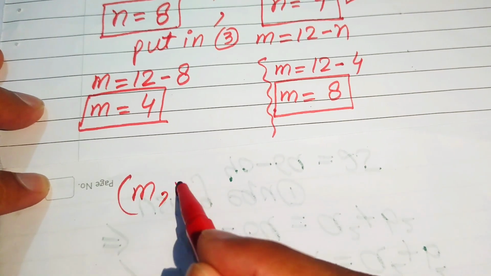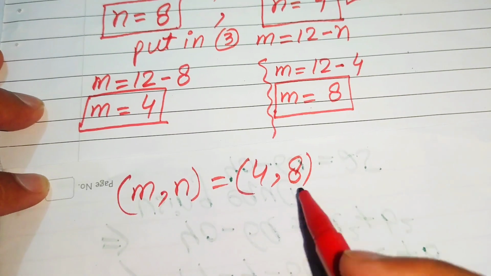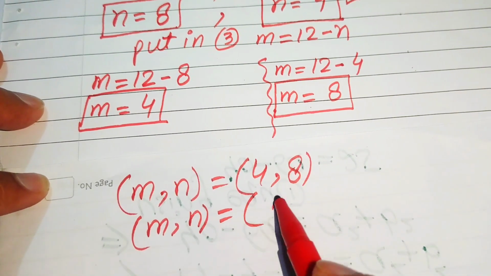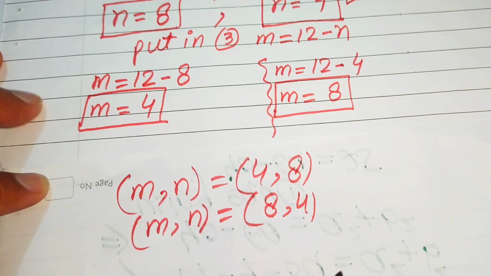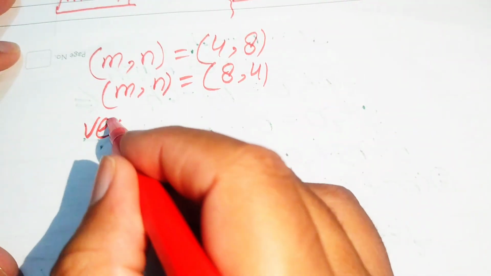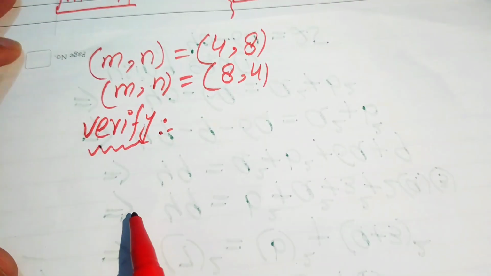So the first is m and n being 4 and 8, and the second value of m and n is 8 and 4. So now it is time to verify whether these values satisfy our given question statement or not.